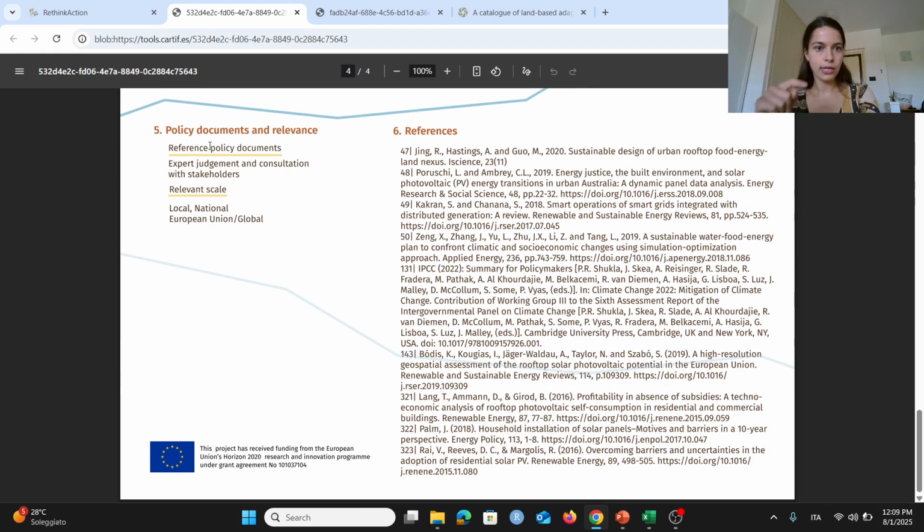That also gives an idea of the scale. In this case, this solution was not retrieved from a policy document, but it was a result of the consultation with stakeholders. And based on the consultation, we also know that it is a solution that is relevant at the local scale, but that also has big implications at the European and global level. And then you find a list of scientific articles that were used for the analysis of this solution.